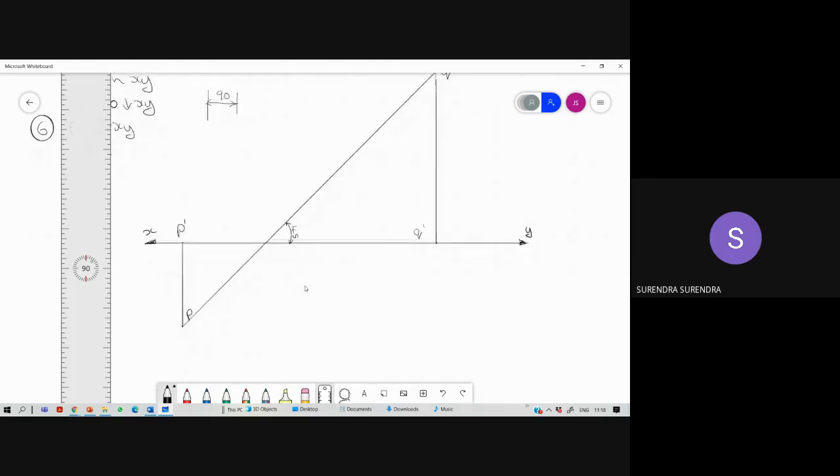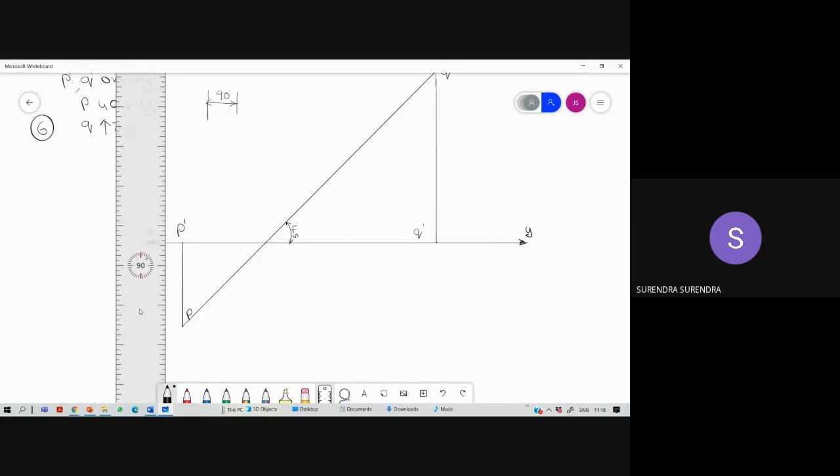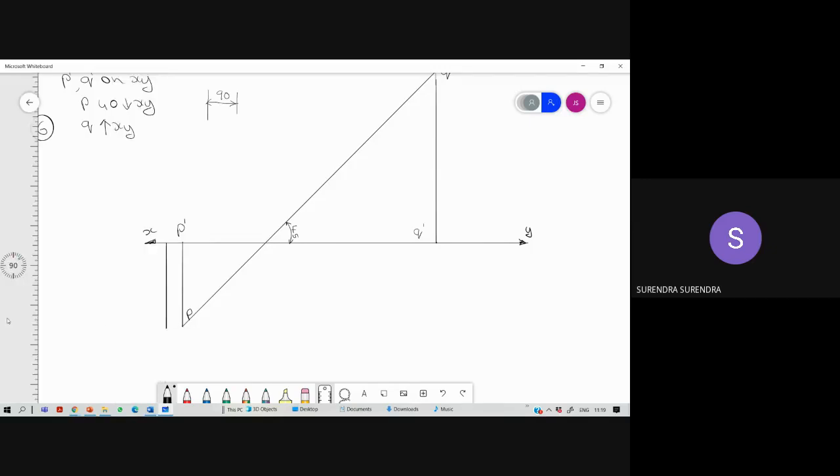What are the given dimensions? P and Q dash are on the XY line, so there is no need to represent those dimensions as the distance is 0. So draw the extension lines and represent the dimensions. Point P is at a distance of 40 mm below the XY line, and the distance between the projectors is 90 mm.